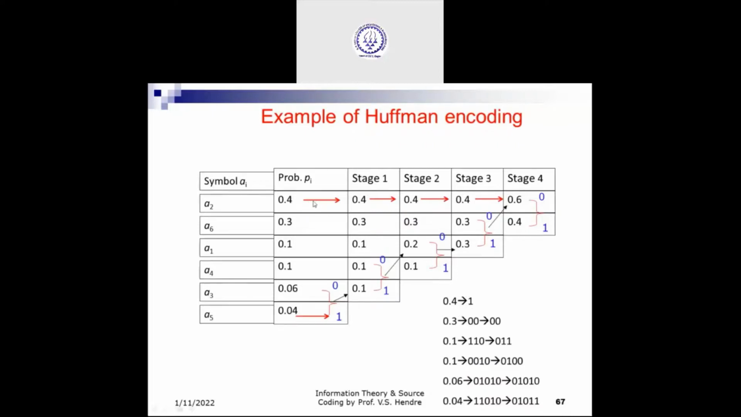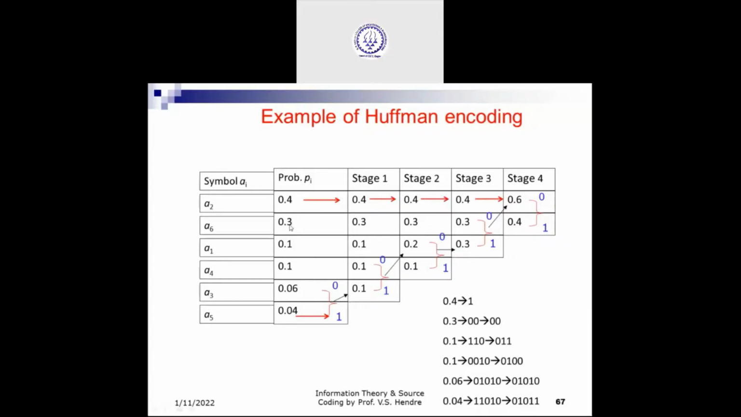I have to follow these arrow lines, 0.4 to 0.4, 0.4 to 0.4, 0.4 to 0.4, and 0.4 to 0.4. Here for this 0.4, I got binary 1. Therefore, the code for 0.4 is binary 1. Same thing, now I'll do it for the second symbol, that is 0.3.